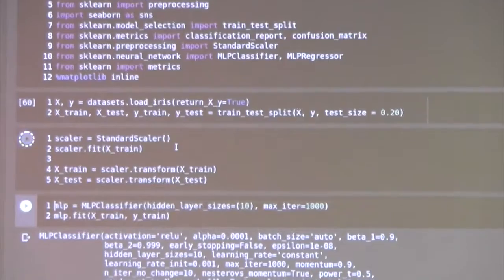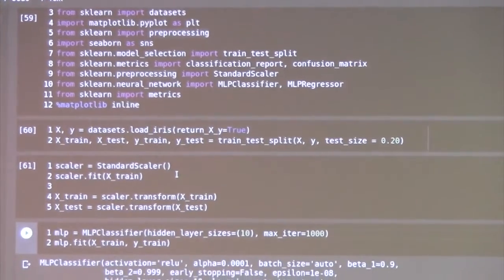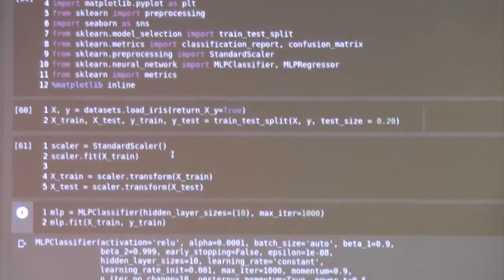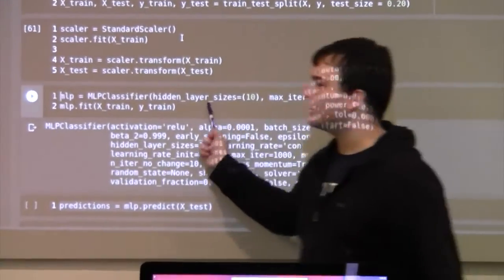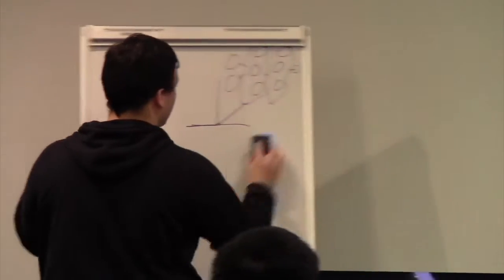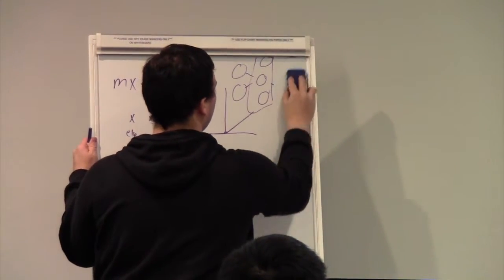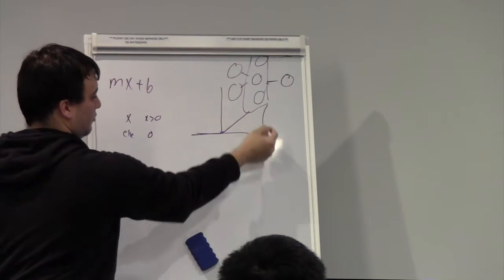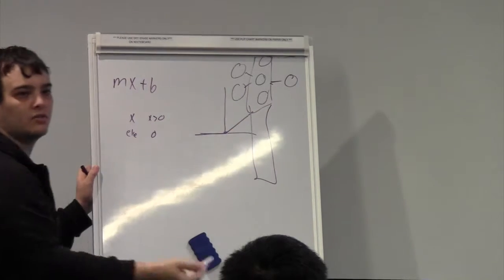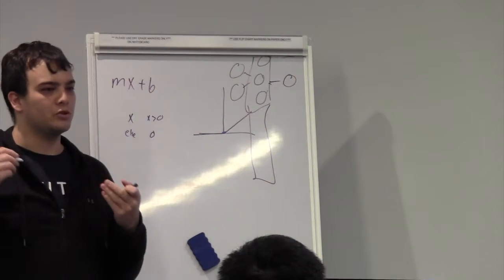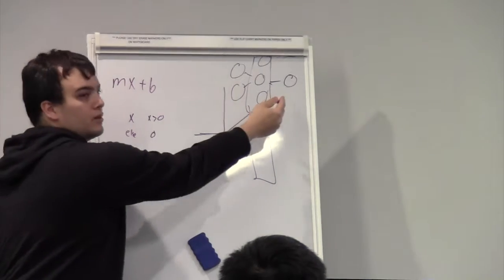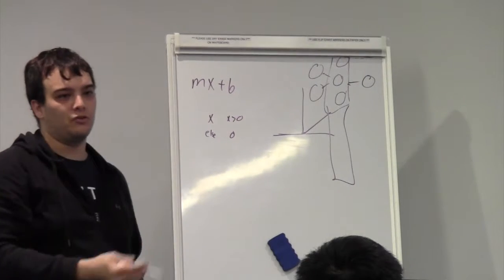Okay, so great, scaling. And in this case, this is all we need for a multi-layer perceptron classifier. The hidden layer sizes is the middle one. So if we have this, it'll just go all the way down and we'll have 10 of these. And max iteration is what's known as the number of epochs, or however many times we go through our data and update. We're going to use 1,000 of those in this situation.